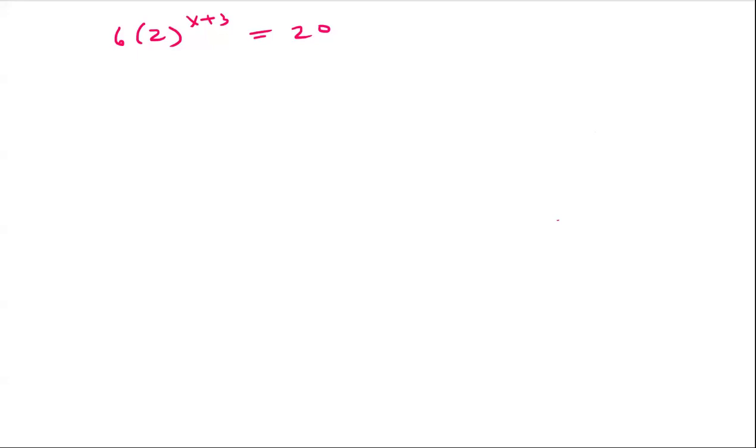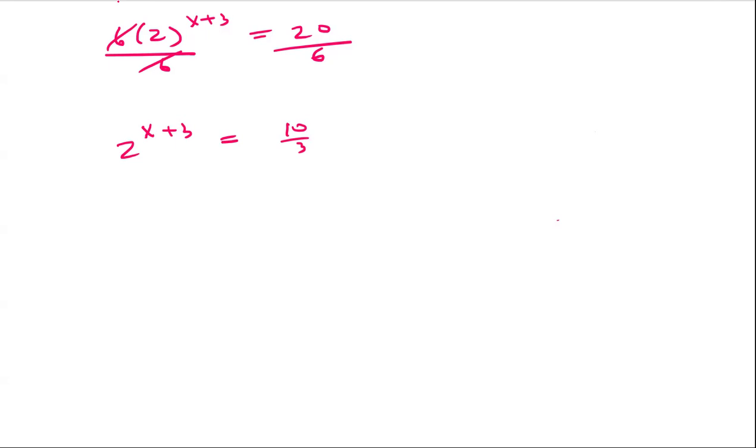Okay, all right. Hopefully you had an opportunity to try this. So again, we want to get the 2 by itself as it stands. We cannot change it from exponential to a log function unless we get the 2 by itself. So we need to divide both sides by 6. Okay, so we get 2 raised to the x plus 3, and then 20 divided by 6 can be reduced to 10/3.